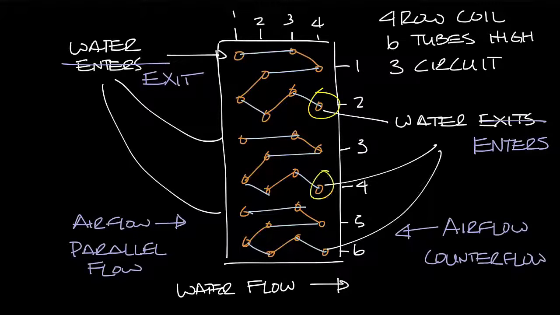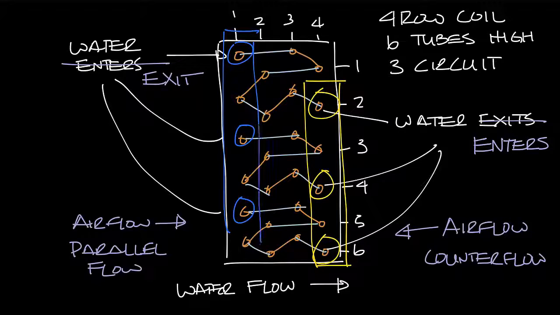So water would enter here, here, and here, and there would be a header that connected all of those. And water would exit over here, here, and here, and there's a header that connects all of those. And so the piping comes into the header and supplies all 3 circuits at the same time.